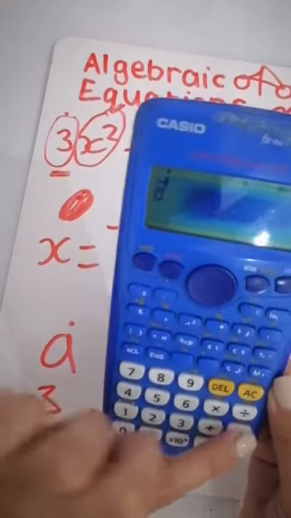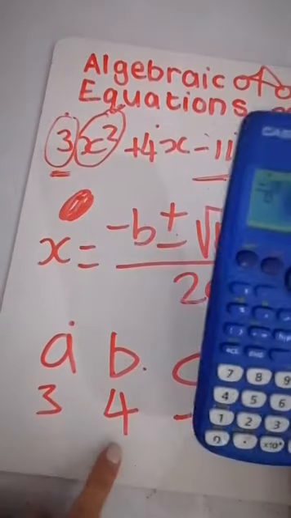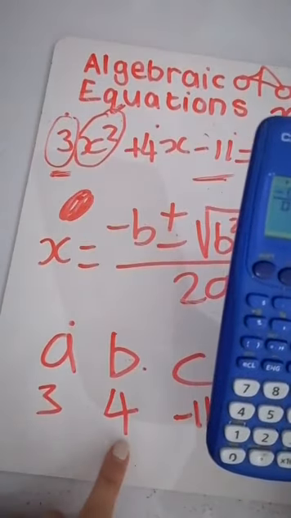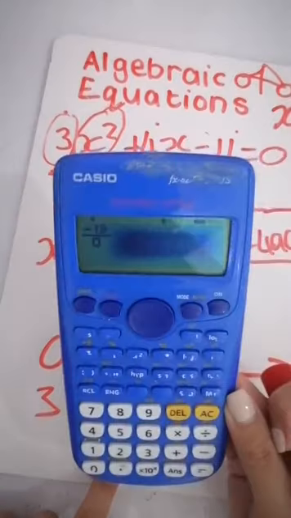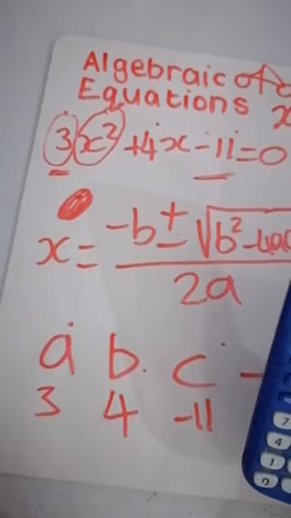So you're going to put negative. And what is the value of B? The value of B is 4. The coefficient of the second term is 4. So all you do is you plug in a 4 there. Okay, so that is sorted out.